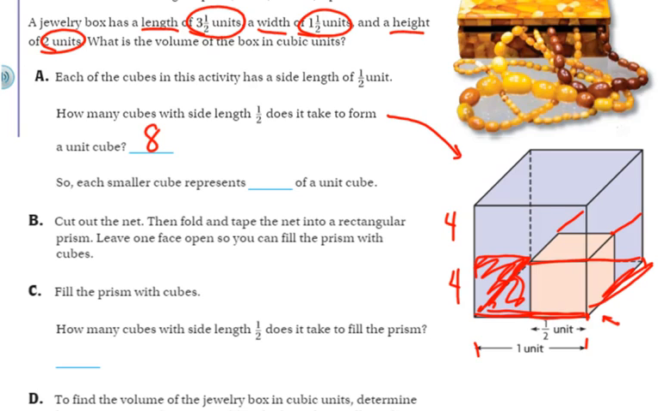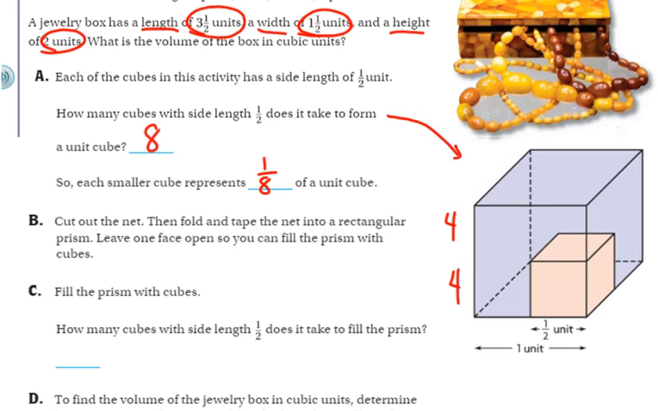All right, so each smaller cube only represents 1/8 of a unit cube because there are 8 of these half unit cubes in 1 unit. All right, so one of the cubes would be 1/8. I'm just going to clean that picture up a little bit here after I drew all over it.